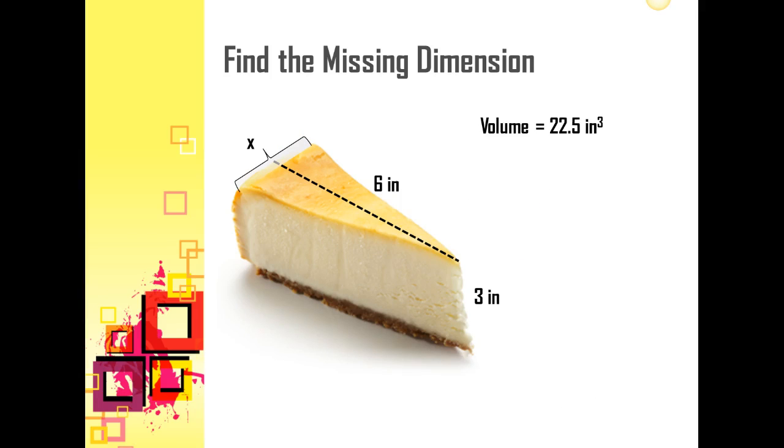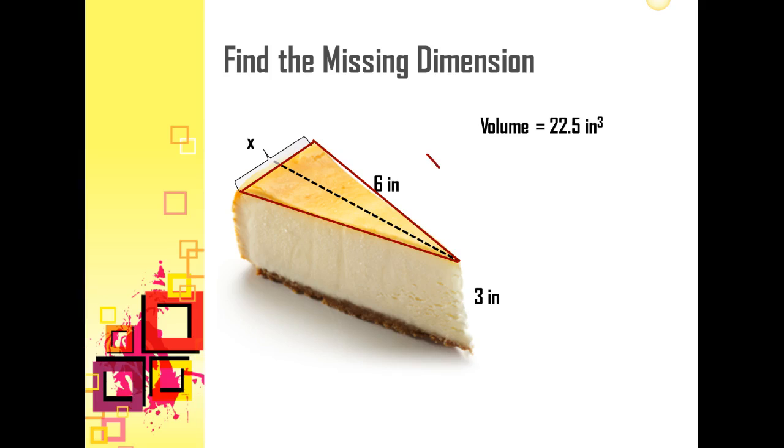Let's find the missing dimension of this tasty-looking piece of cheesecake. Since we are missing a dimension of the triangular base, it really doesn't matter which formula we use or approach we take. Either way, we will end up solving essentially the same equation. Let's plug the known values into both and go from there.